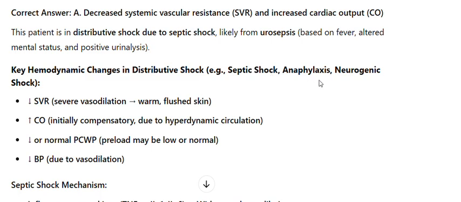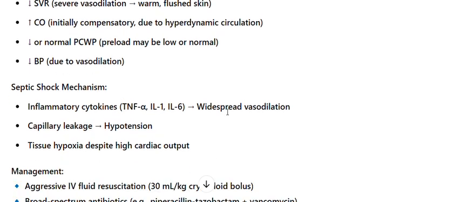septic shock, anaphylaxis, neurogenic shock: SVR decreased due to severe vasodilation, causing warm, flushed skin. CO is increased, initially compensatory due to hyperdynamic circulation. PCWP, preload may be low or normal. BP decreased due to vasodilation. Septic shock mechanism: inflammatory cytokines, TNF-alpha, IL-1, IL-6, cause widespread vasodilation, capillary leakage, hypotension, and tissue hypoxia despite high cardiac output.